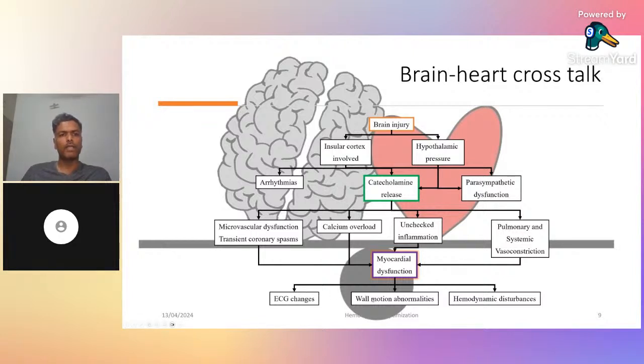They can also have regional wall motion abnormalities, which can be global or only apical. Then it would lead to something like a Takotsubo cardiomyopathy. And as a result of all these changes, you would see significant hemodynamic disturbance where you would find hypotension or hypertension or hyperdynamic circulation. All these are commonly seen disturbances. So, brain injury per se would lead to all these changes.